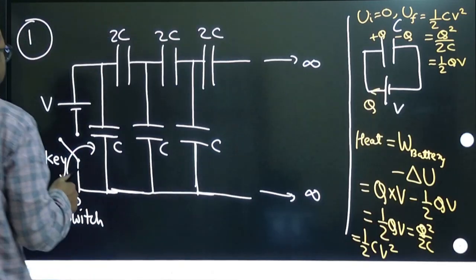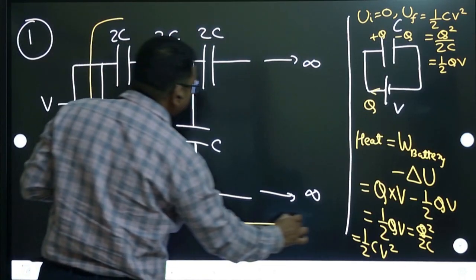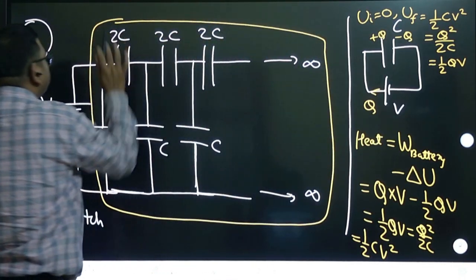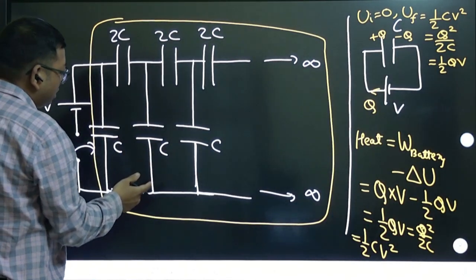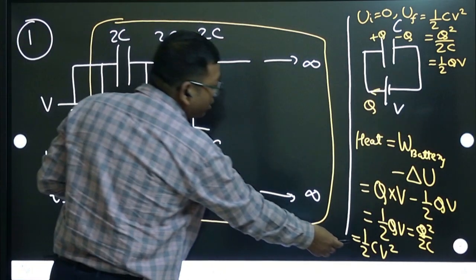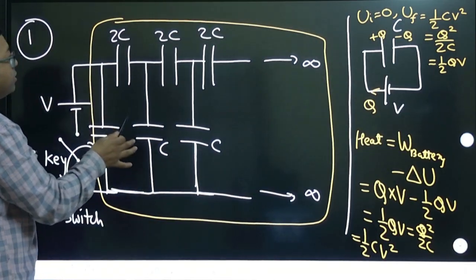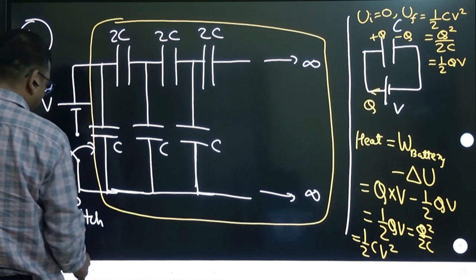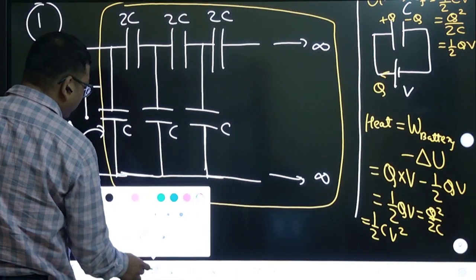Okay, now here first of all, we need to find the C equivalent of the circuit. There is a single equivalent that you need to calculate. Once you calculate that, you can use this formula, half C equivalent V square. That's all, over. So how to calculate C equivalent? Think about it. This circuit is like an infinite network.